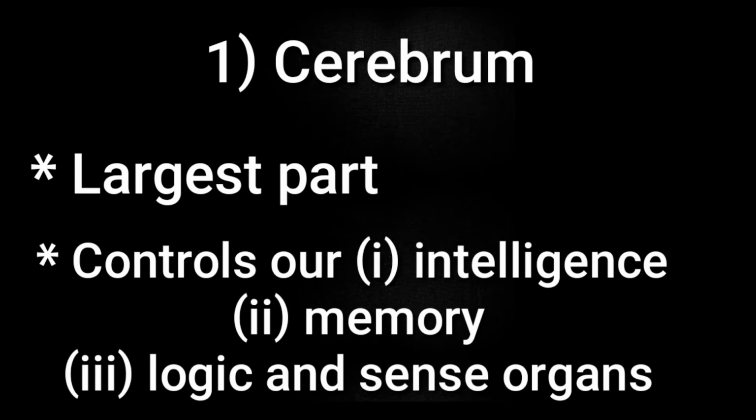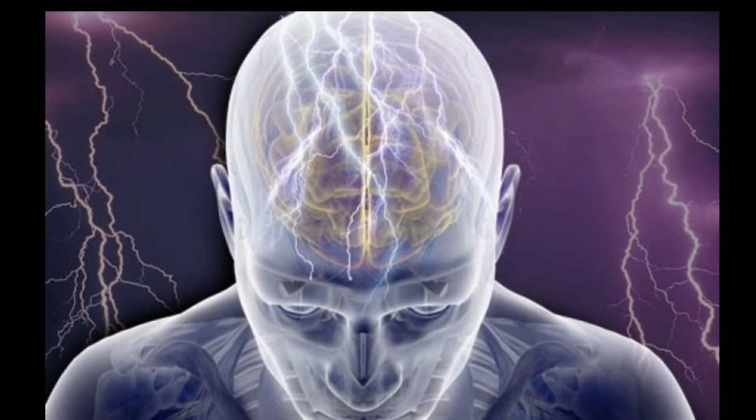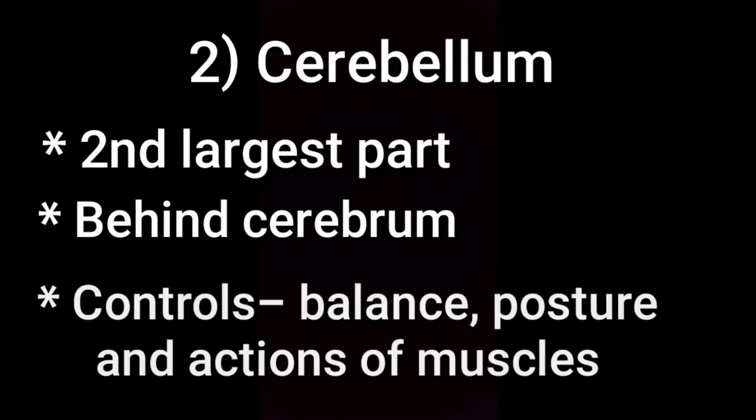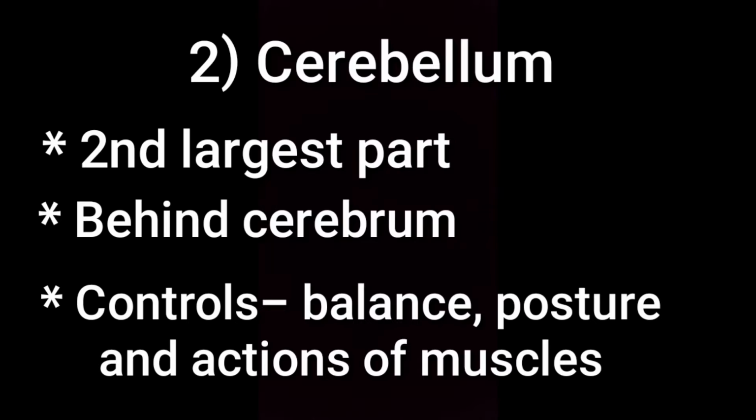Cerebrum. This is the largest part of the human brain. It controls our intelligence, memory, logic, and sense organs. It also controls our body movement. Cerebellum. This is the second largest part of the brain and is present behind the cerebrum. It controls balance and posture of our body and also actions of the muscles in the body.